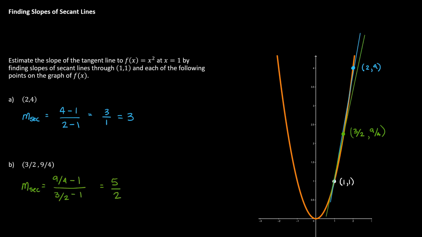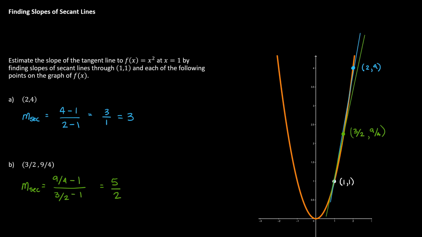So we do our change in y divided by our change in x. Simplifying that complex fraction, we see that it has a slope of 5/2. So the green line passing through the white and the green point has a slope of 5/2. We could also use this as an approximation for the rate of change. Now, we're talking about approximating the rate of change at the point 1, 1.